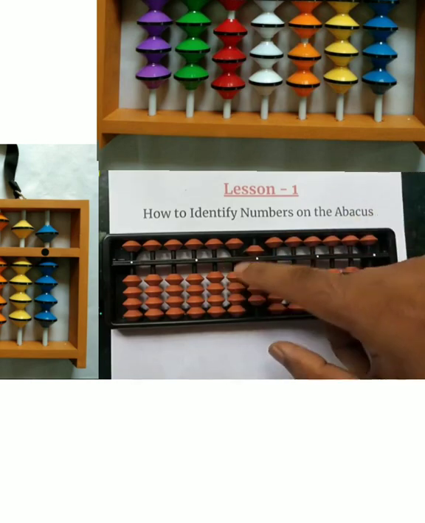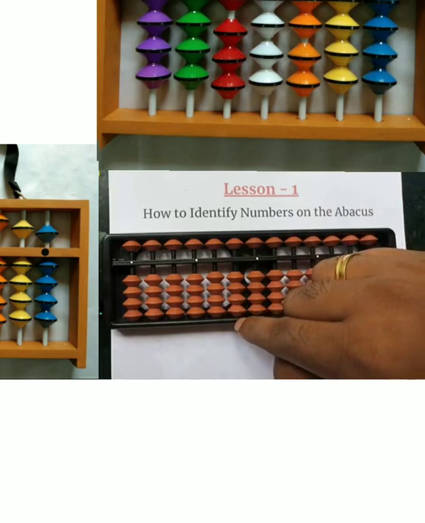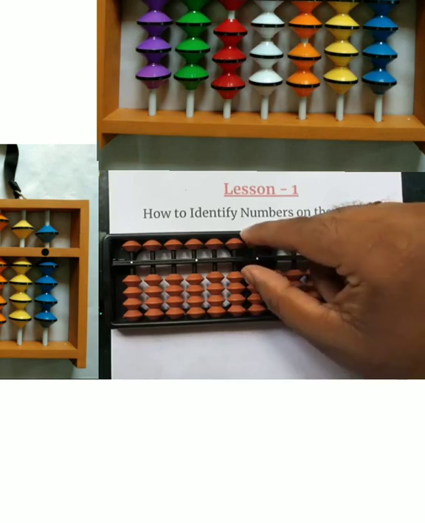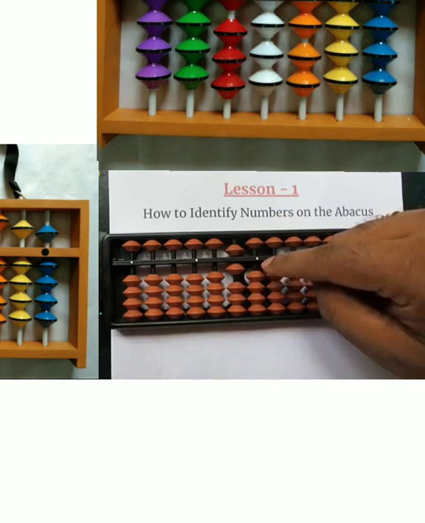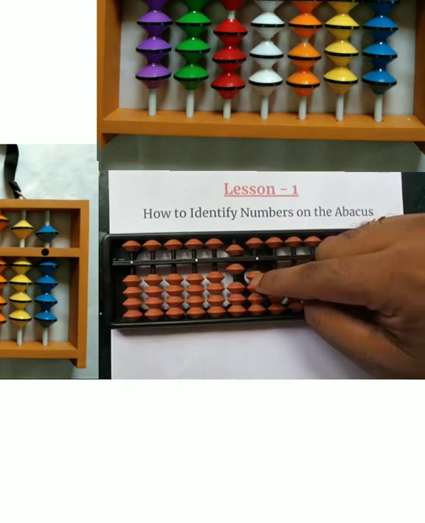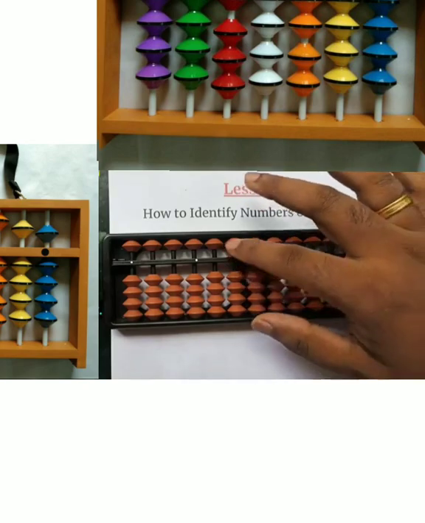Suppose I need to show the number 61. For 61, I need to show 6 on the tens place. For 6, it will be 5 plus 1 on the tens place, and for 61, that is 1 on the units place, I need to bring just one lower bead to the bar, and the number that we have on the abacus is 61. Let's move to 3-digit numbers now.